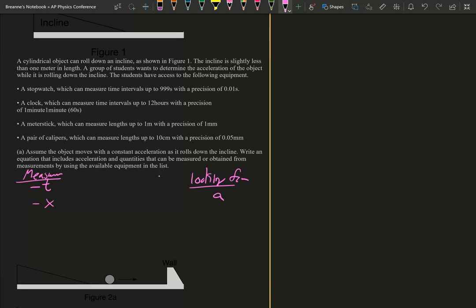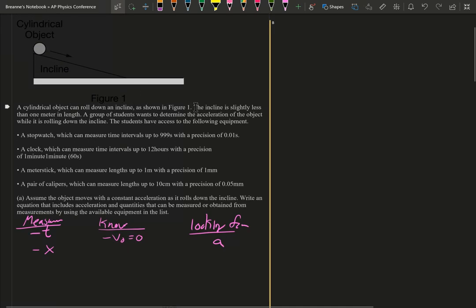A couple of things that are just known, that we just need to know about this problem, is that your initial velocity is going to be 0. Because it states the object rolls down the incline, slightly less than 1 meter. Assume the object will stay at constant acceleration as it rolls down the incline. So we can assume that the initial velocity is 0 because you have to sit there and let it go and then roll. And we also can assume that our initial position is going to be 0.